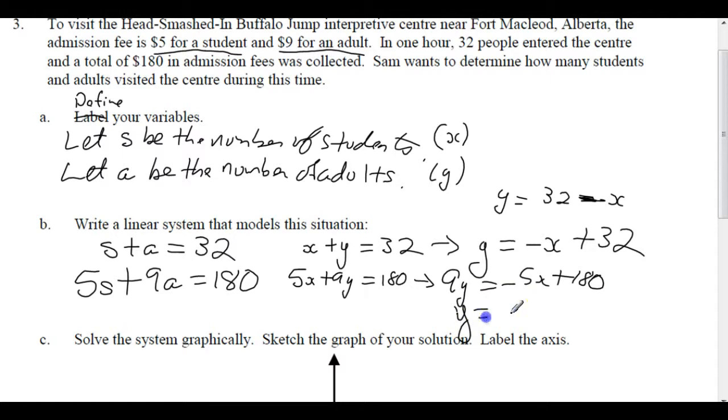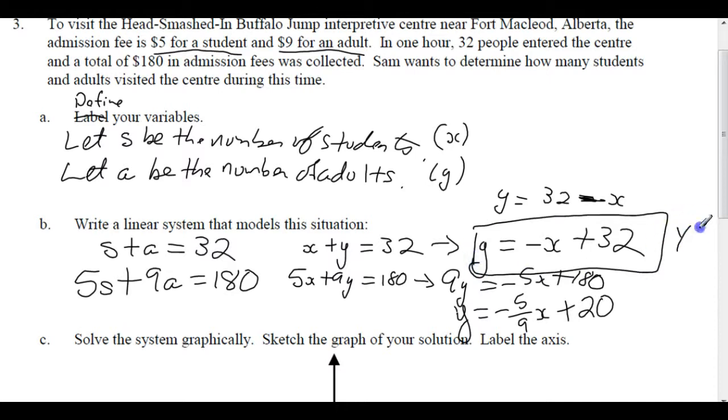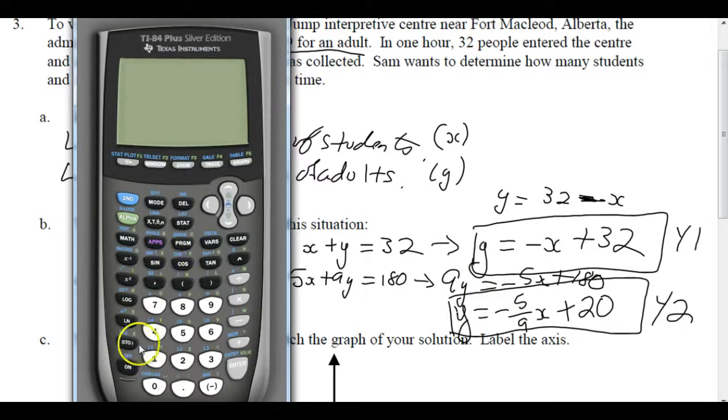And so that's one thing about graphical solution, right? Negative 5/9 x plus 20. Okay, so we have our two equations. This will be y1, and this will be y2. It's likely the solution, well, who knows, it might be outside the window.